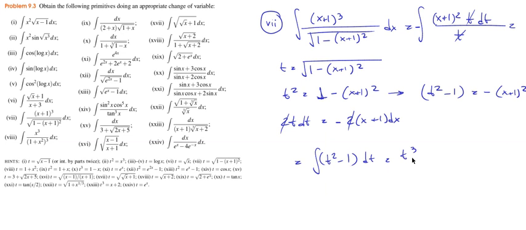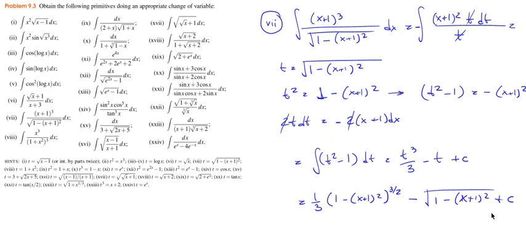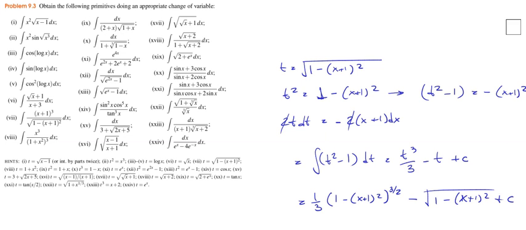So this is t cubed divided by 3 minus t plus a constant, and then we undo the change of variable. This is 1/3 of 1 minus x plus 1 squared to the, sorry, not to the 2, to 3 over 2, sorry. To the 3 over 2 minus the square root of 1 minus x plus 1 squared plus c. And that's it. Let's go for part 8.